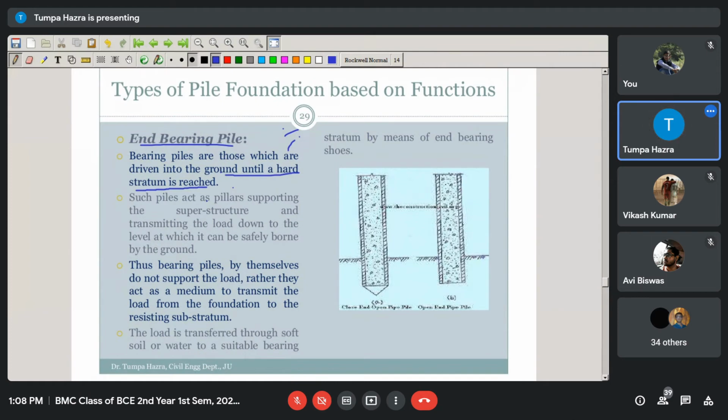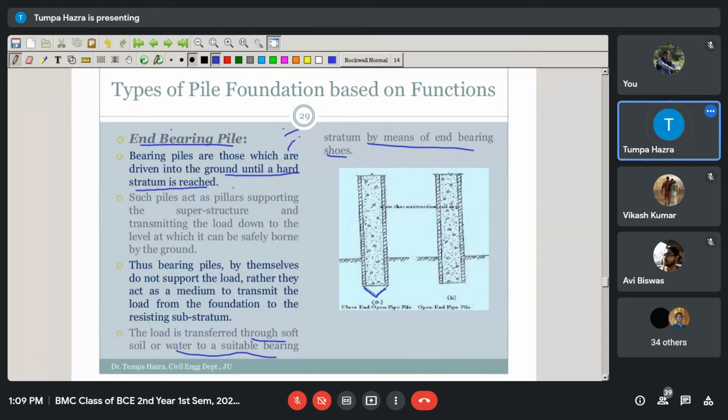These piles do not support the load, but they basically transfer the load to the stratum which has high load bearing capacity. So these piles can carry the load through the soft soil or water to a suitable stratum by means of these end bearing shoes.